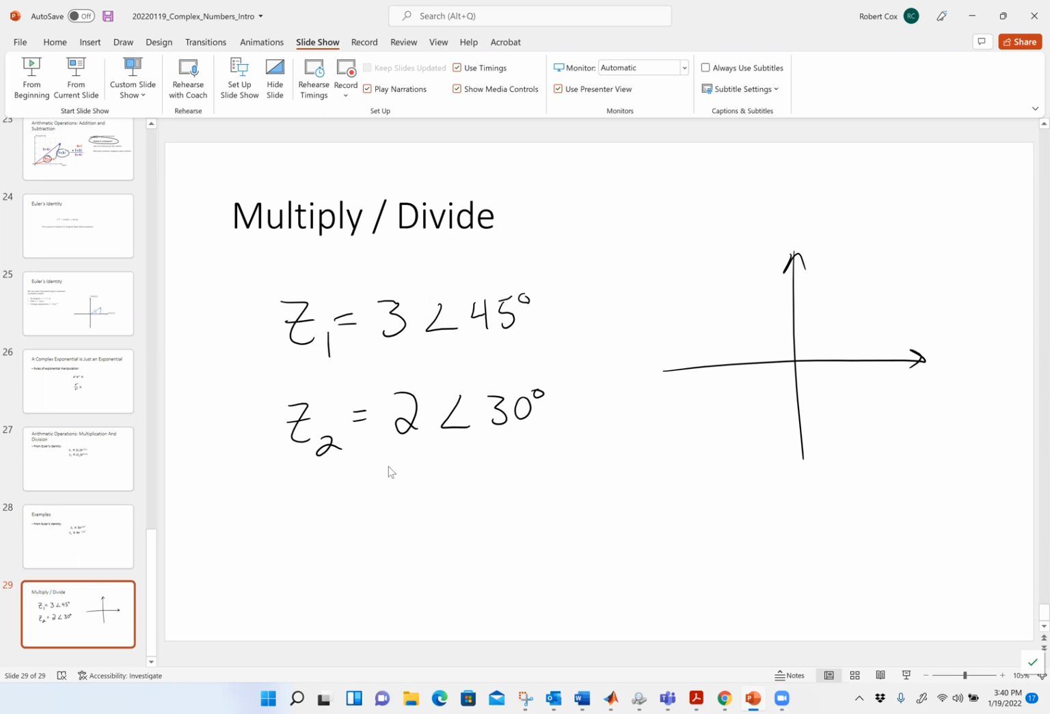Where would I draw that? Both of them in the first quadrant? In the first quadrant, it would have a length of 3, and this angle here would be 45 degrees. So this would be Z1. Where would Z2 be? Underneath Z1. Yep. So Z2 would be somewhere over here. It's a little bit shorter in length, and this angle would be 30 degrees.